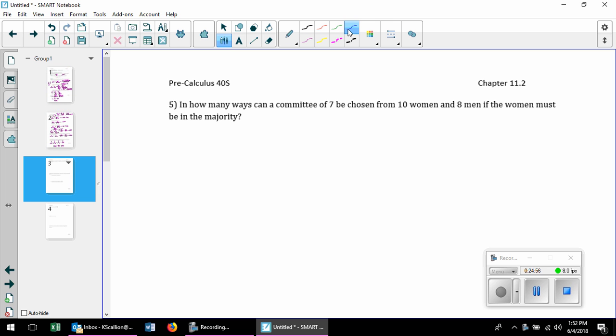So, Matthew, this is your question. How many ways could a committee of seven be chosen from 10 women and 8 men if the women must be in the majority? So this is where we're going to go back to cases. It just says the women have to be in the majority. All right. Case number one. Give me a scenario where women are in the majority. 4 women and 3 men.